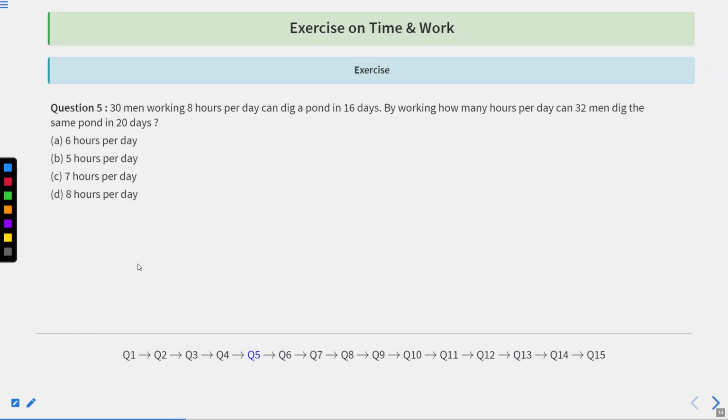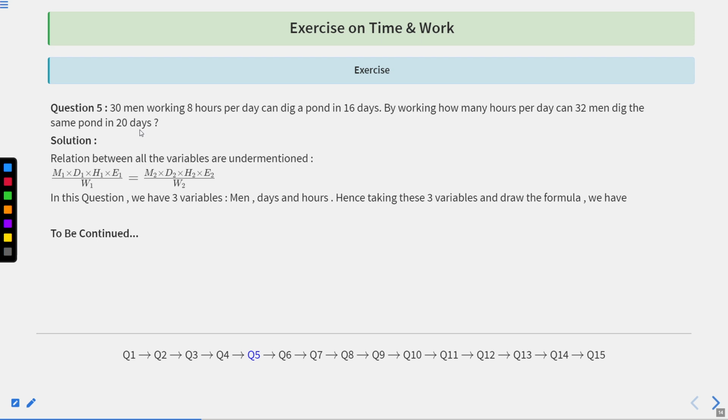Question number 5. 30 men working 8 hours per day can dig a pond in 16 days. So there are 30 men who work 8 hours per day and they are trying to make a pond, and it takes 16 days. So by working how many hours per day can 32 men dig the same pond in 20 days?